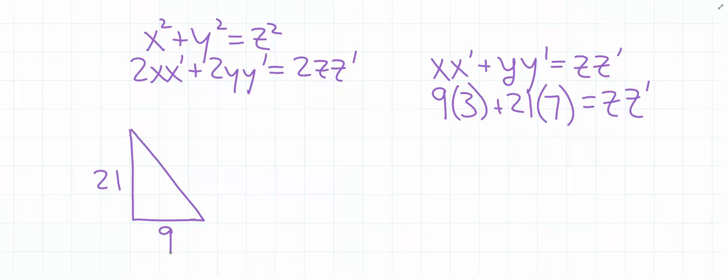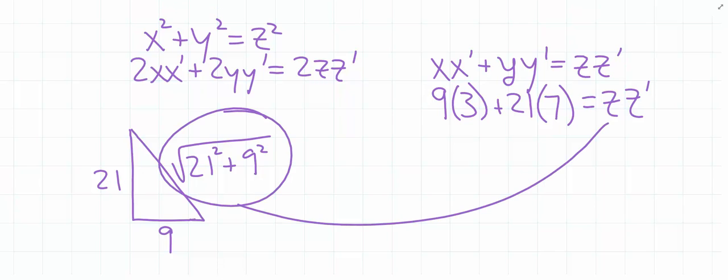Okay. Now, this up here is going to be the square root of 21 squared plus 9 squared, right? And that is going to be z. That right there goes in right there for z. And then it's just simple solving for z prime, right?